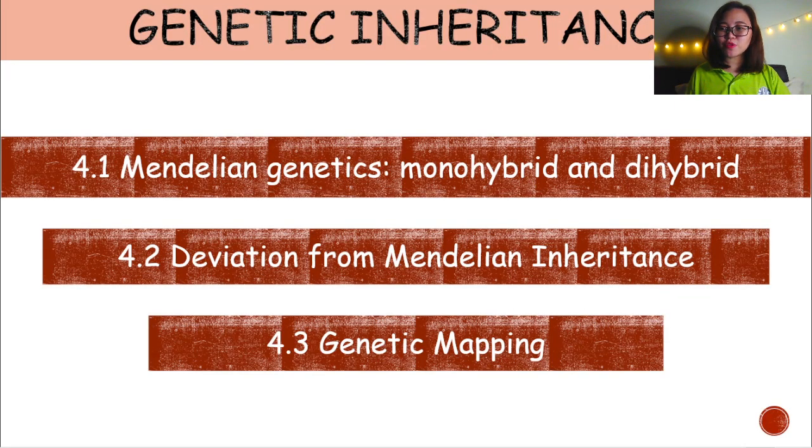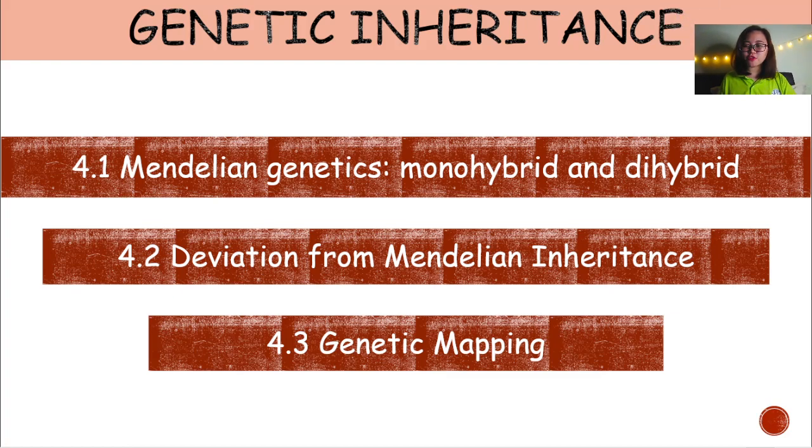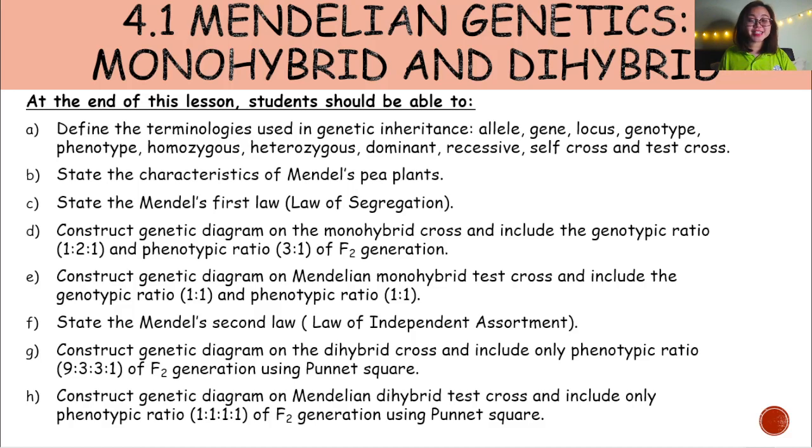So in Chapter 4, Genetic Inheritance, we have three main subtopics, 4.1, 4.2, and 4.3, and we're going to focus on 4.1 today, which is Mendelian genetics, monohybrids, and dihybrids. And these are the learning outcomes for this subtopic. Now, it may look like a lot, but as we go through it, you'll realize that it's only terminologies.